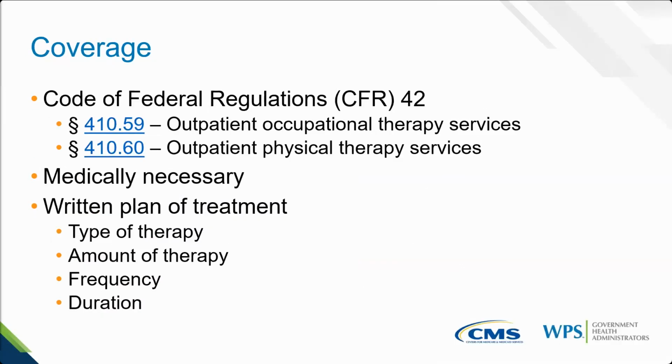So I want to start with just some basic coverage criteria. Coverage for occupational and physical therapists is covered in the Code of Federal Regulations, or the CFR. They are covered in Title 42, and the section for occupational therapists is 410.59, and for physical therapists, it's 410.60. I have included those links for you today, and I'm just going to take you out there quickly.